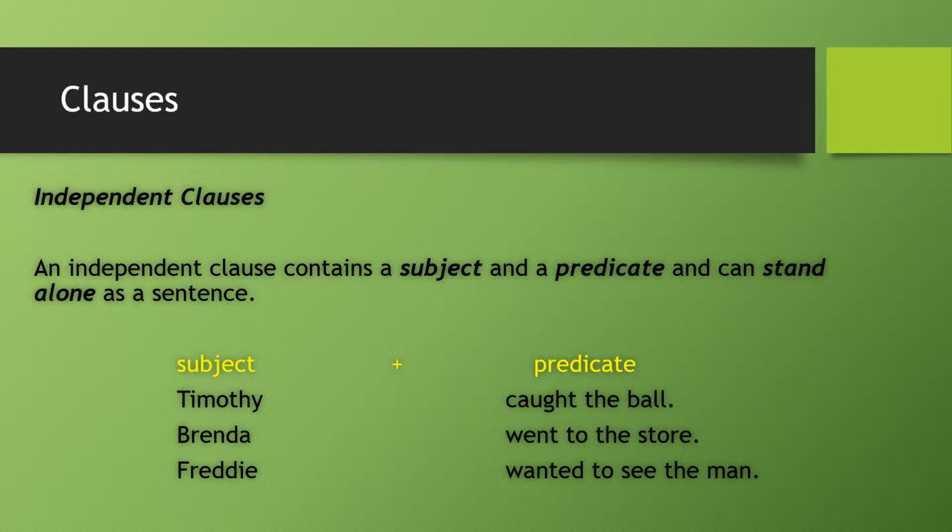Now remember, a predicate contains both the verb and all of its modifiers. So the entire phrase, caught the ball, is the predicate. Caught would be the simple predicate or the verb, and the entire phrase, caught the ball, would be the predicate of the sentence.